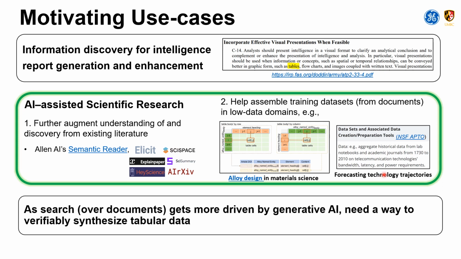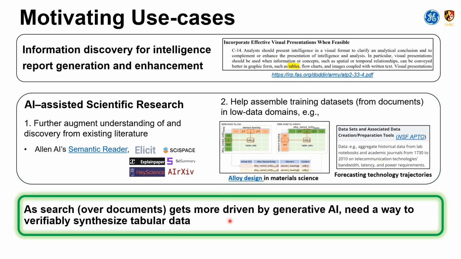And as the NSF put it recently in one of their calls for proposals, such data collection from documents and literature may need to go back in time, like 100 or 200 years worth of journals, in order to painstakingly put together a single quality data set. So clearly, there is a growing demand to synthesize tabular data from documents in a more verifiable manner.